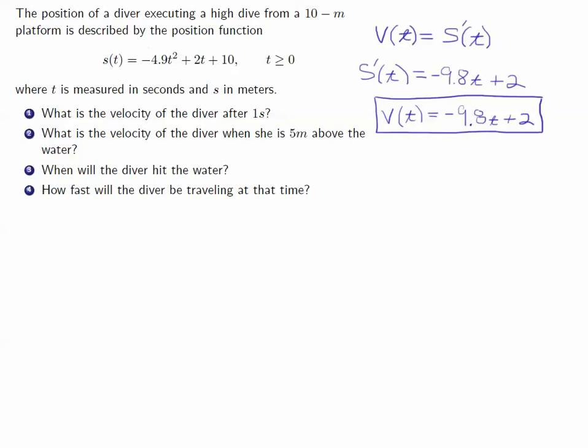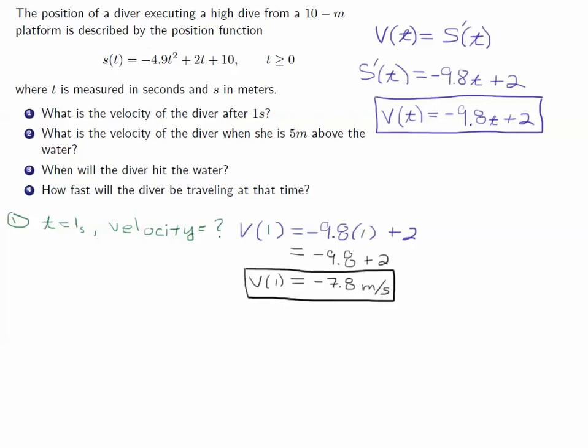Okay, so let's get into answering the first question. When t is 1 second, what is the velocity? That's what this first question is asking us. Well, I have the velocity function, so I'm just simply going to plug 1 into the velocity function, and I'll get minus 7.8 meters per second. Now, it's negative because the diver is going downward off the platform.